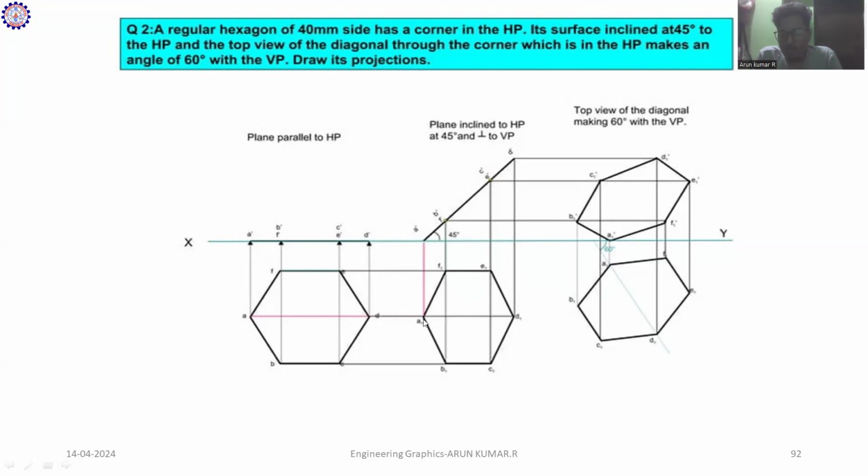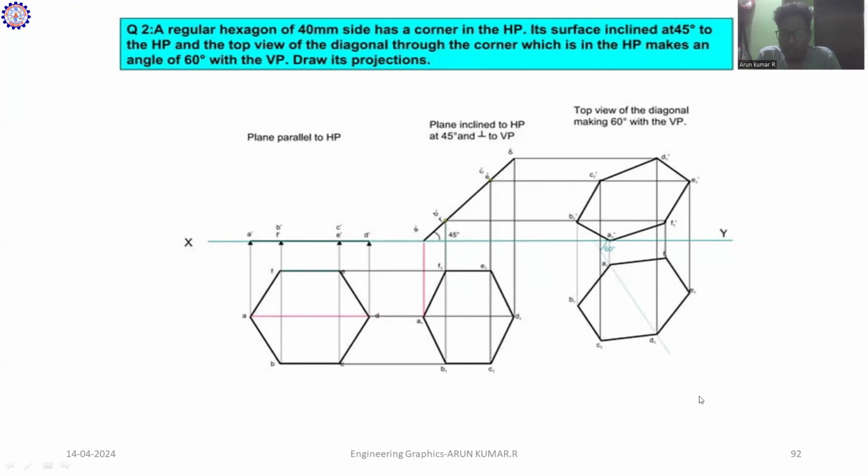So what we do is measure the distance of A dash, A1 and D1. That diagonal on the corner on the HP has to make an angle of 60 degrees. That is the fifth step of our diagram. So how to construct this? First, you mark the point on the XY line. Then you take the angle of 60 degrees, place the projector, make the angle of 60 degrees, and draw the line.